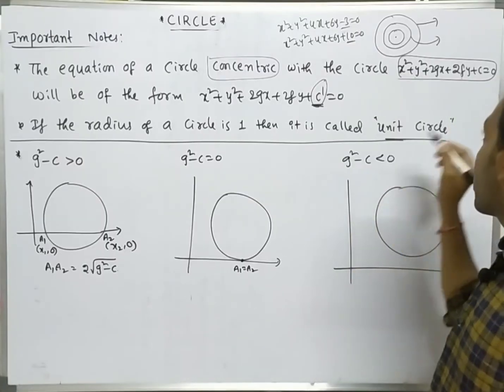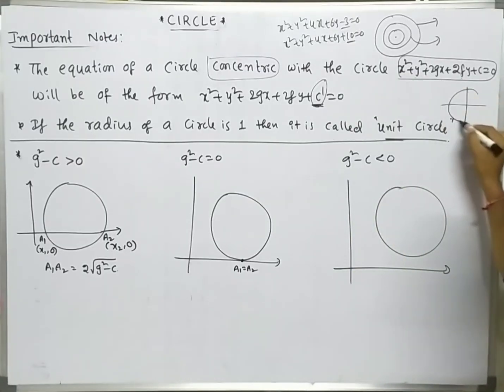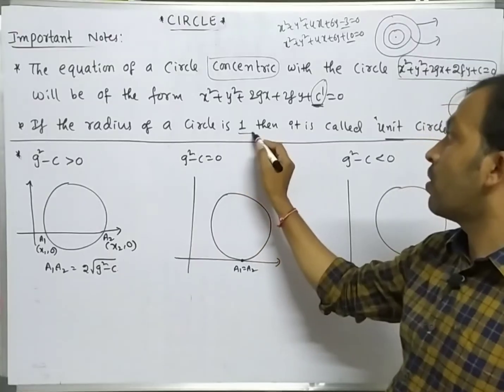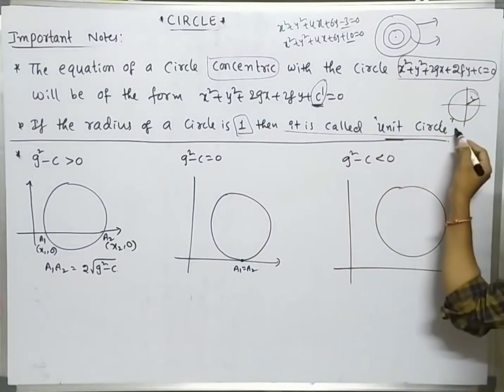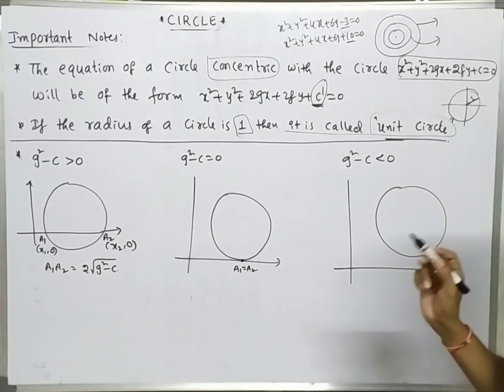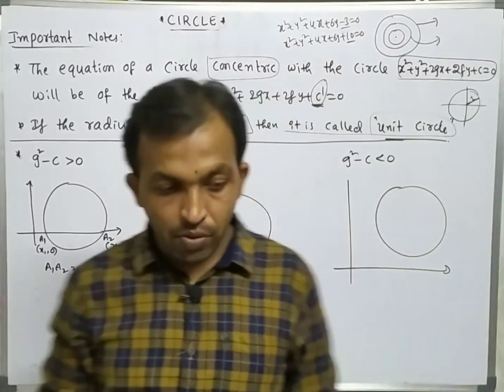Next, if the radius of a circle is 1 unit, then the circle is called a unit circle. Right? So next, one more observation.